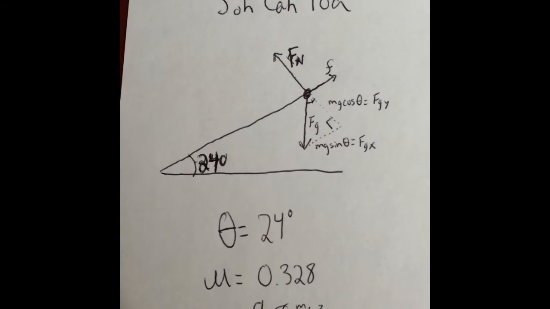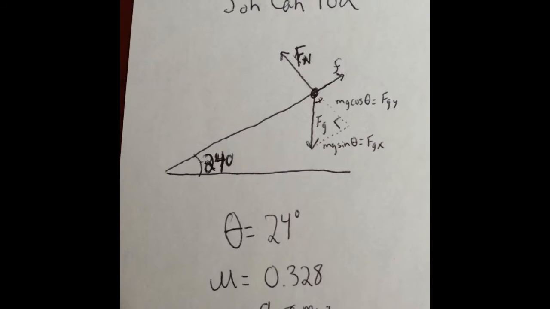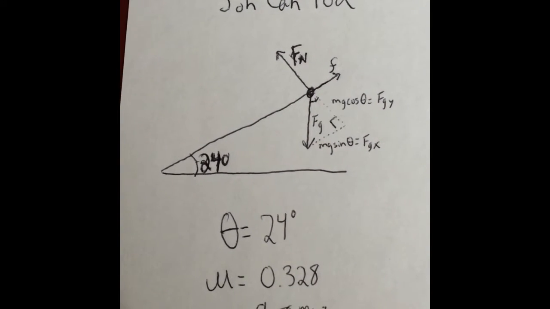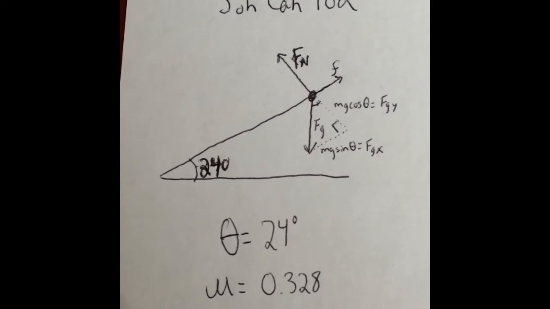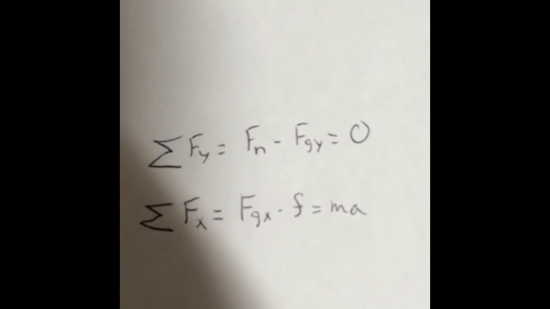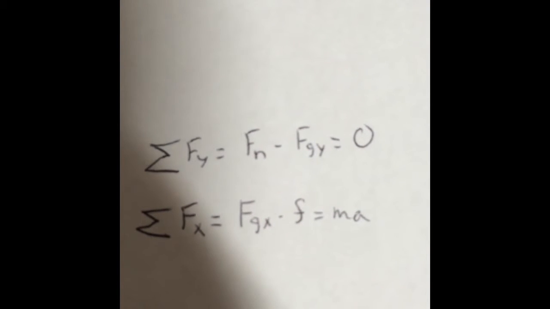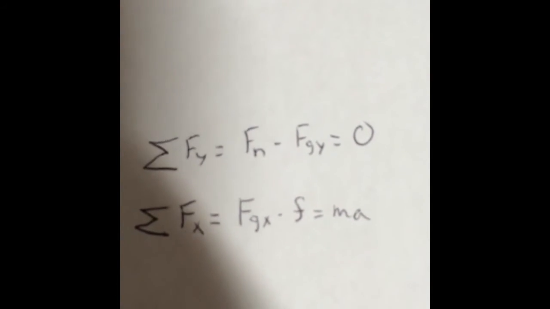The normal force is equal to the force of gravity in the y direction, which equals mg cosine theta. We know this because the cosine of an angle is the adjacent side. So when summing the forces, the normal force minus the force of gravity in the y direction equals 0, which means that F net is going to equal the forces in the x direction. So the force of gravity in the x direction minus friction is F net, and that equals ma.